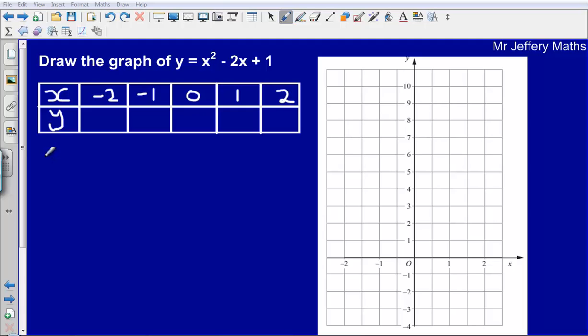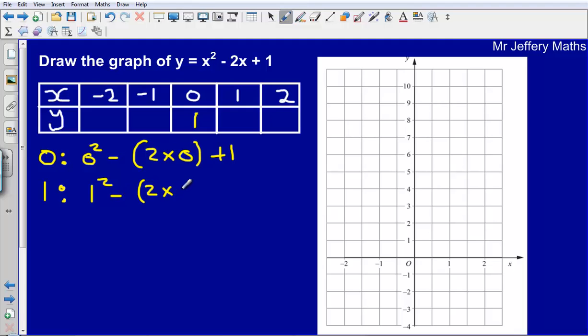Let's start with 0. So 0 squared minus 2 times 0 plus 1. That gives us a value of 1. For 1, well, that's going to be 1 squared minus 2 times 1 plus 1. So that gives us a value of 0. So 1 squared is 1, minus 2 gives us minus 1, add on the 1 takes us back to 0.